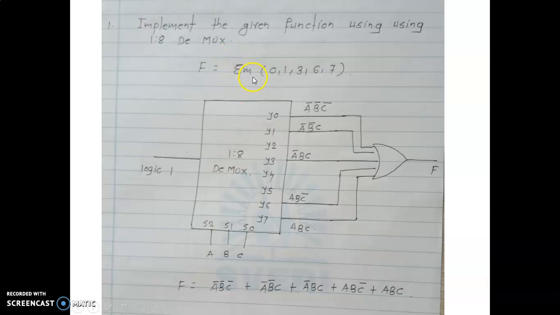So how to implement the given equation by using the 8:1 mux? The equation consists of the numbers 0, 1, 3, 6 and 7. Whatever the numbers 0, 1, 3, 6 and 7, at those numbers we have to provide it to the OR gate. So we know the representation of the K map. The position of 0 is A bar, B bar, C bar. The position of 1 is A bar, B bar, C, like this. That position is provided to the OR gate. So that will be the final function.